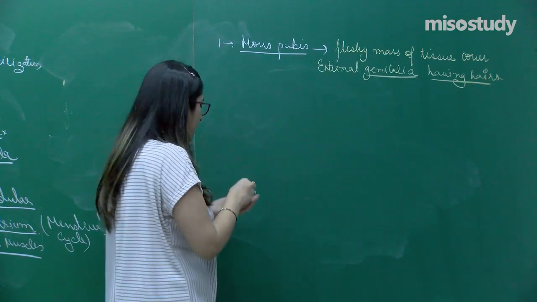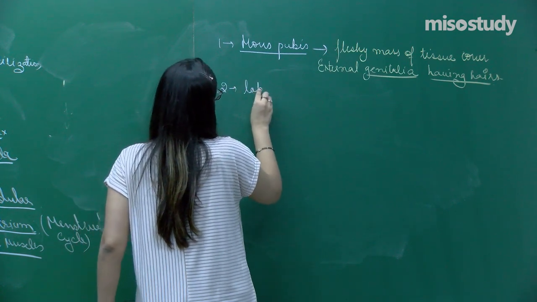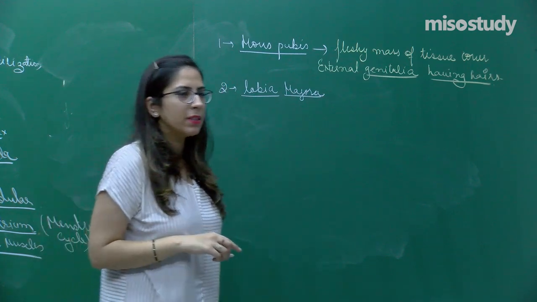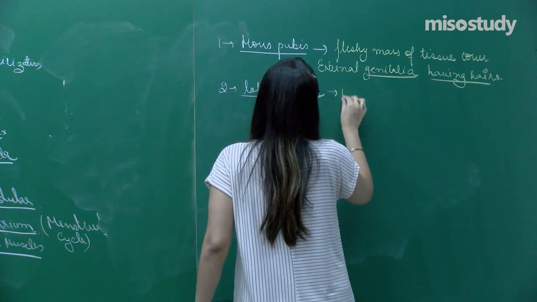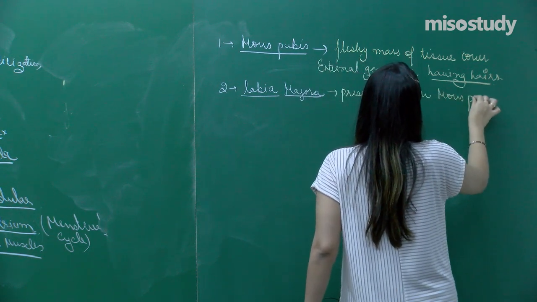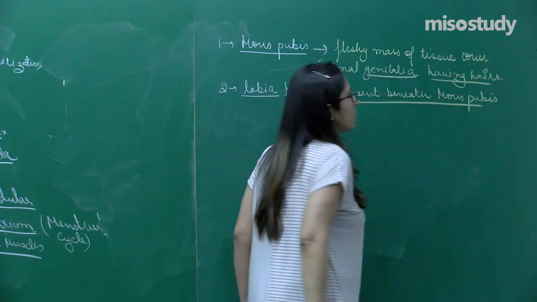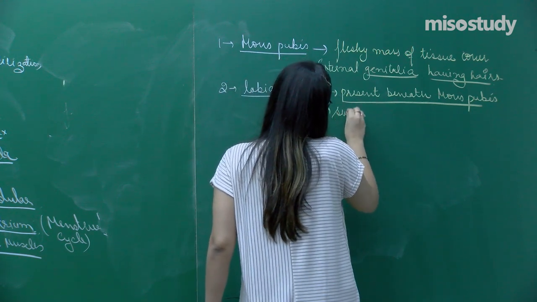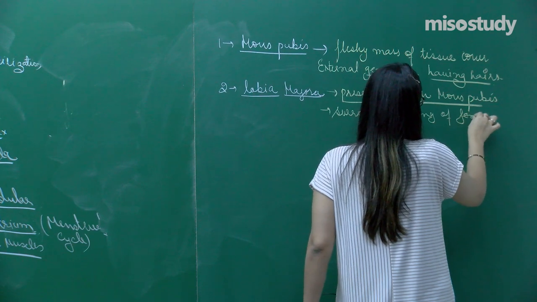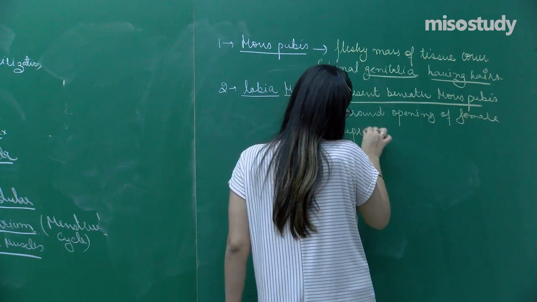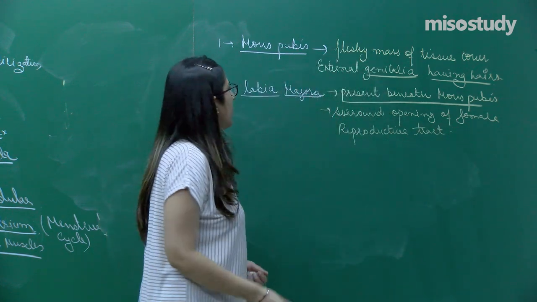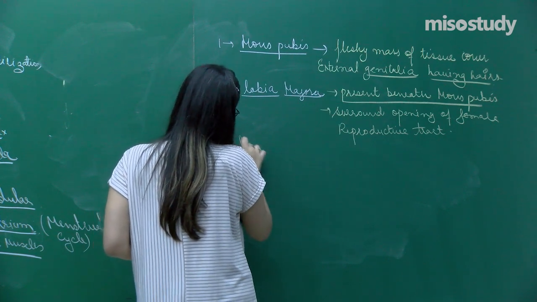After that, we have the region called the labia majora. After the labia majora, we have the labia minora region. This labia majora is present beneath the mons pubis, and it surrounds the opening of the female reproductive tract. After that, the third is called the labia minora.